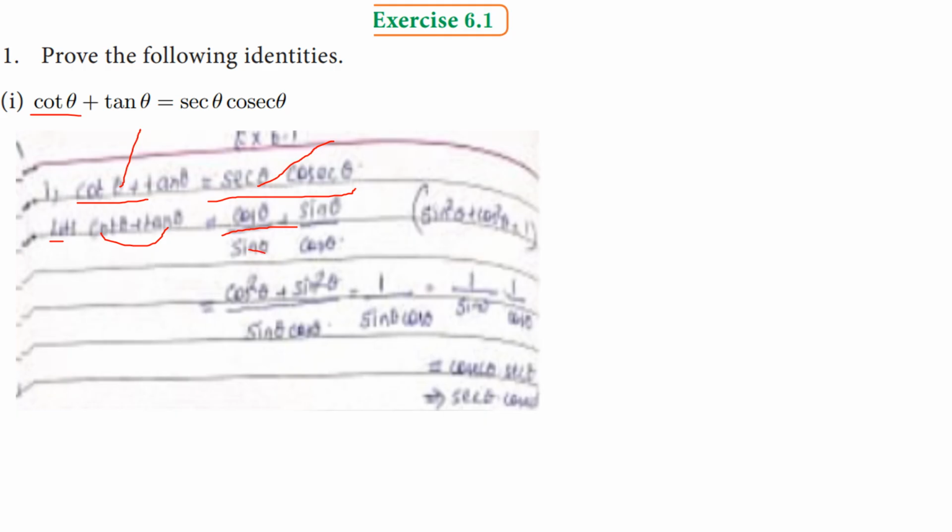After you take LCM, that is you have to write it as sin theta into cos theta. Cross multiply cos theta into cos theta, cos squared theta. Sin theta into sin theta, sin squared theta. We already know the identity cos squared theta plus sin squared theta equal to 1. So write it 1 by sin theta and cos theta and separate the term 1 by sin theta into 1 by cos theta. 1 by sin theta is cosecant theta, 1 by cos theta is secant theta. So we can write secant theta and cosecant theta, which is the RHS. So hence proved.